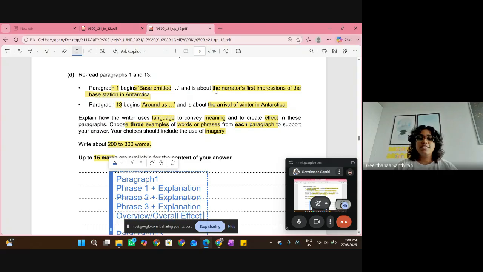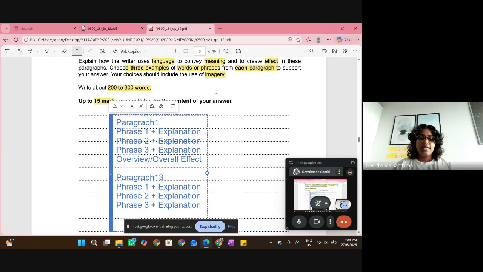So turn this into a question. What are the narrator's first impressions of the base station Antarctica? And answer it. The narrator's first impressions of the base station Antarctica is, I suggest 3 adjectives. I work in rule of 3s. I always tell students to give 3 of everything. Basically, you can just use this as the sentence starter and answer it. And that's your overview, overall effect. So it gives us that overview, right? I mean, it gives us, okay, these three phrases I'm going to talk about, this is what they have in common. This is what they're all about.